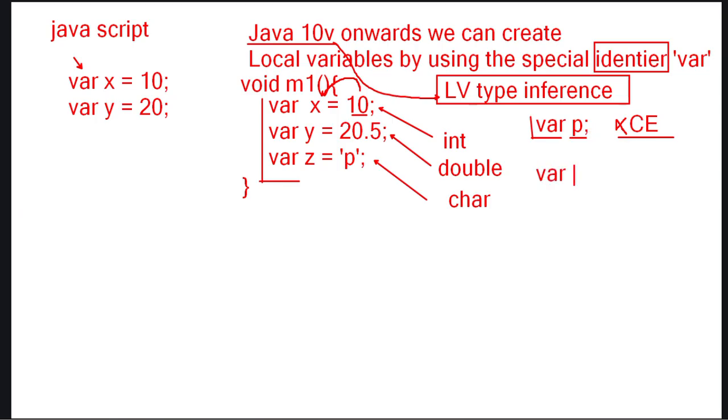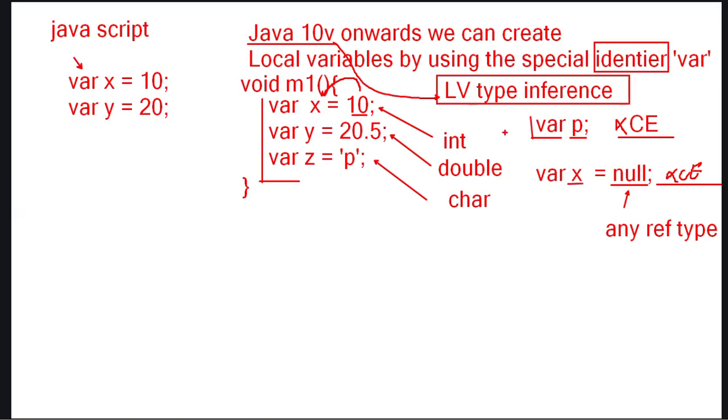Okay, can I write var x equal to null? Tell me, can I write var x equal to null? Again, it leads to a compile time error. Why? Tell me, null is of which type? Any reference type, right? Then can the x type be decided or not? Cannot be decided. That's why the compiler throws an error.